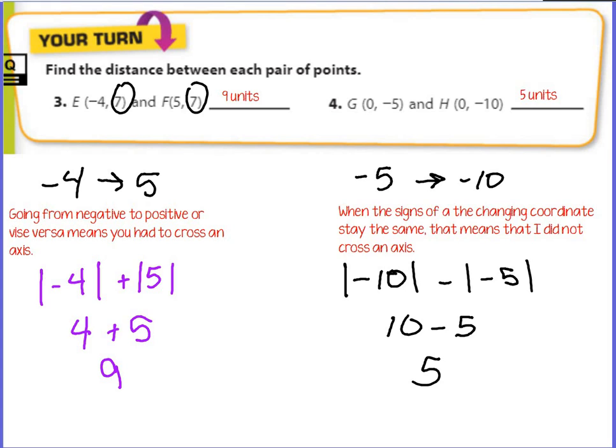And again, since we're talking about distance, there shouldn't be any negative. We're just talking about how far away is it. So there's no direction to it at all. So it's just that it went 5 units. Now, I can add the direction by saying, well, since I went from a -5 to a -10, I know that I had to have gone left. But all this asks for is the distance, so we do not have to include that.